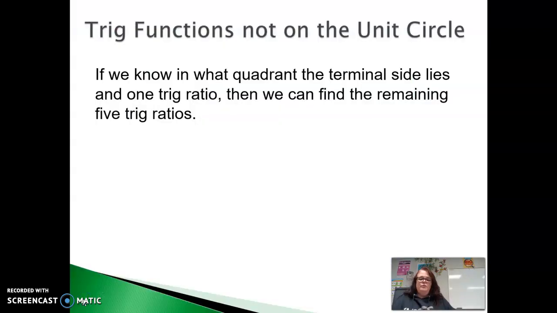Then we're going to start messing around with how we could know the least amount and be able to do more with it. So one of the things that we can do is if we know in what quadrant the terminal side lies and we know one of the trig ratios, then we can find the remaining 5 trig ratios. So let's see an example of this.